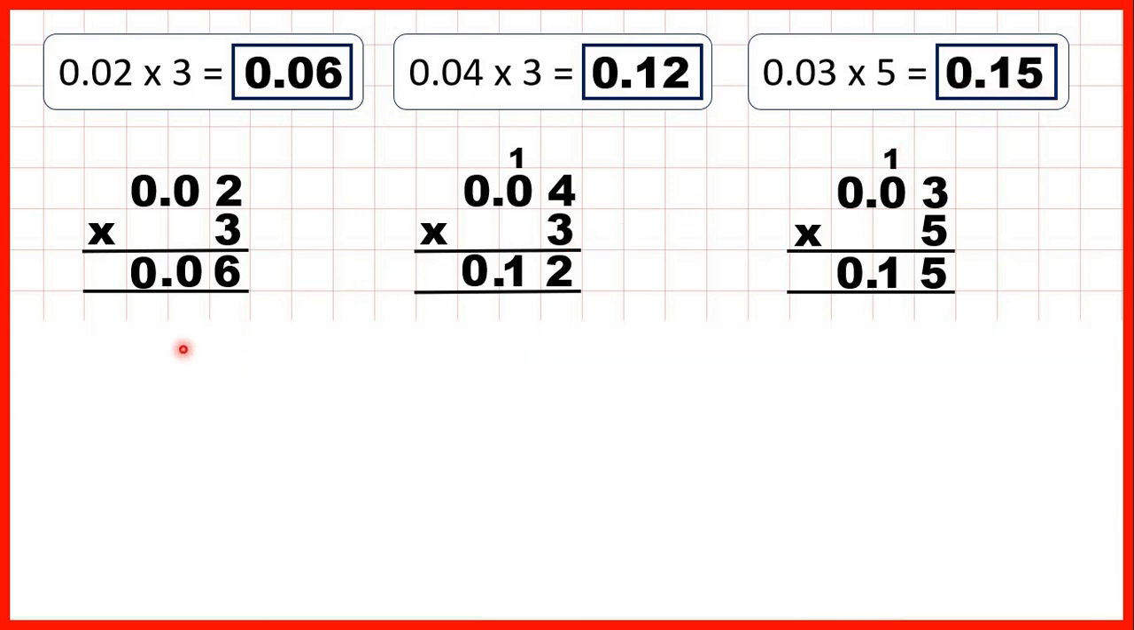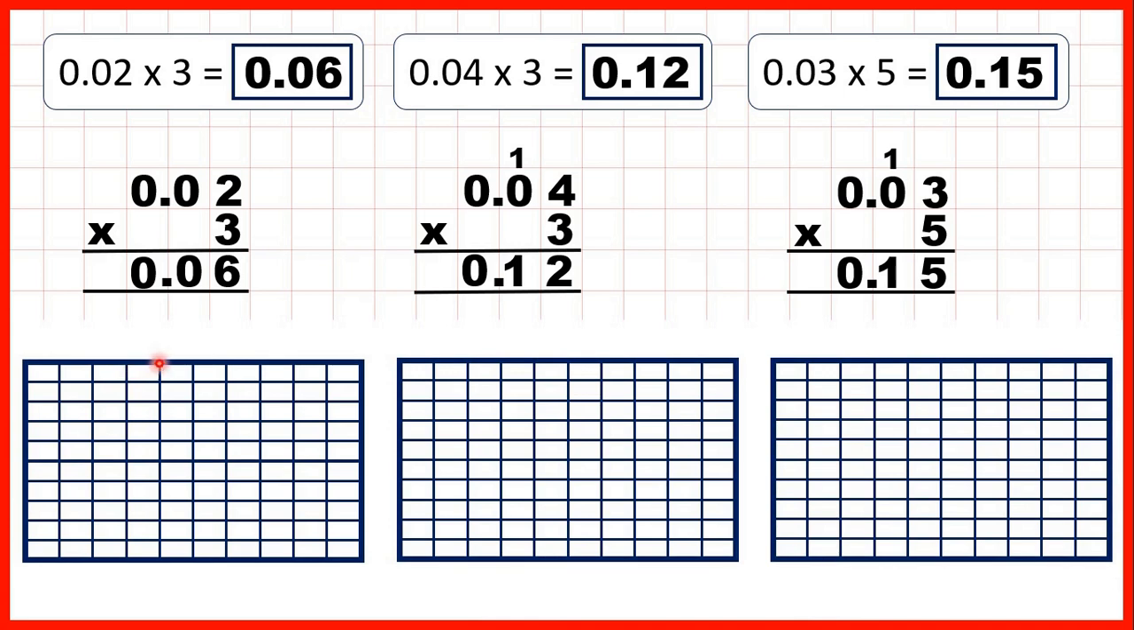Now we can show what we did if we make fraction bars which have been split into 100 pieces, showing hundredths. 0.02 times 3 is like adding 2 hundredths 3 times, so we can show 2 hundredths and then another 2 and then another 2, and you can see that we now have 6 hundredths shaded, so that's why our answer is 0.06.